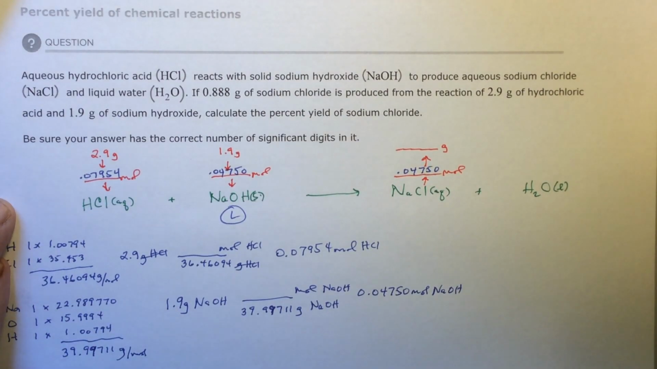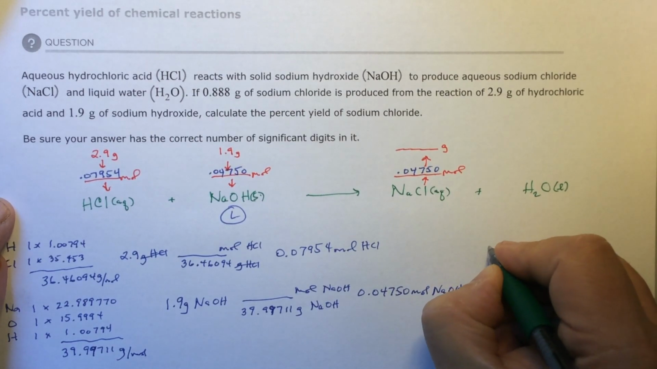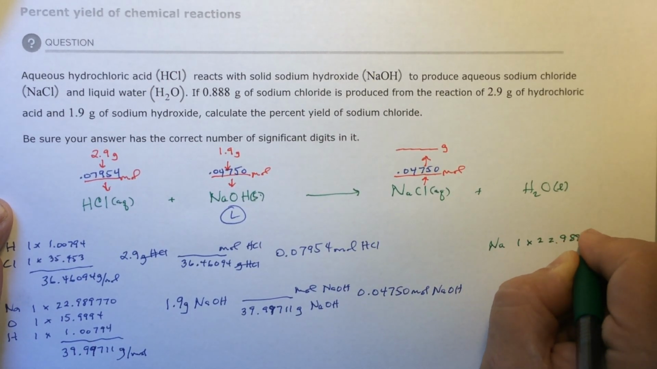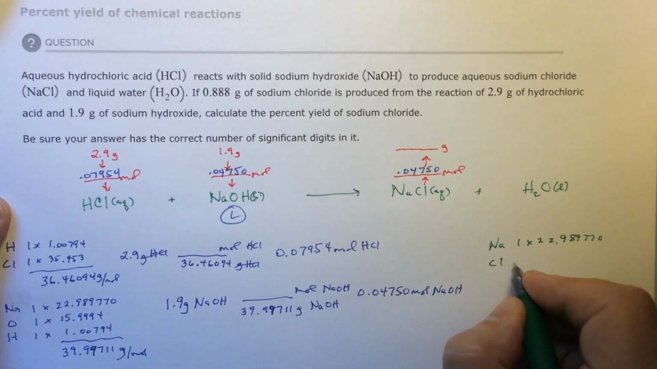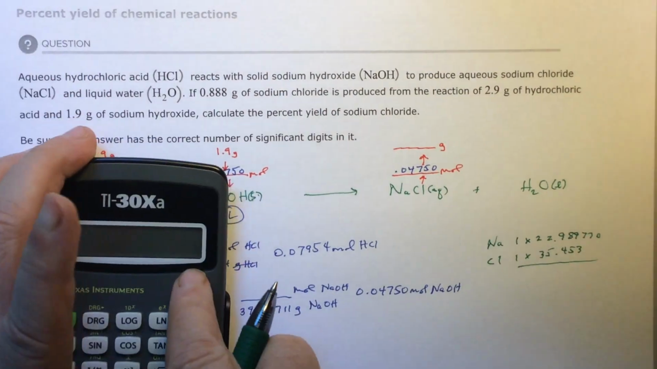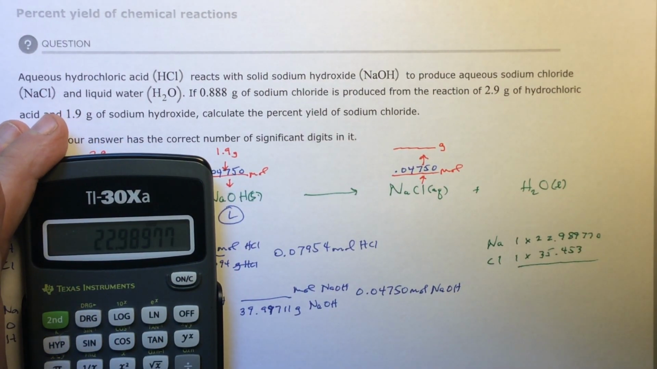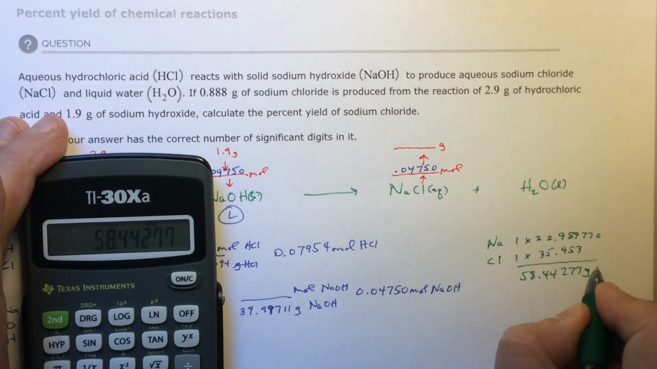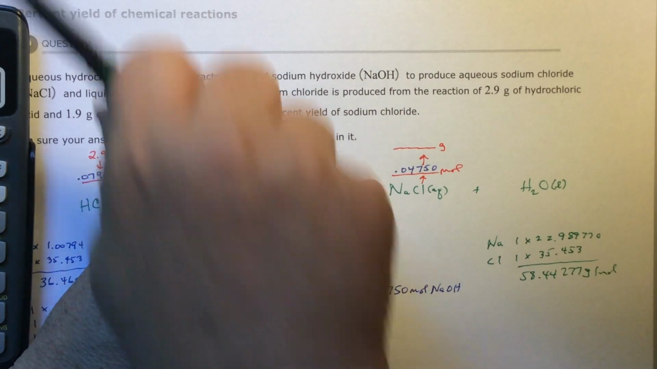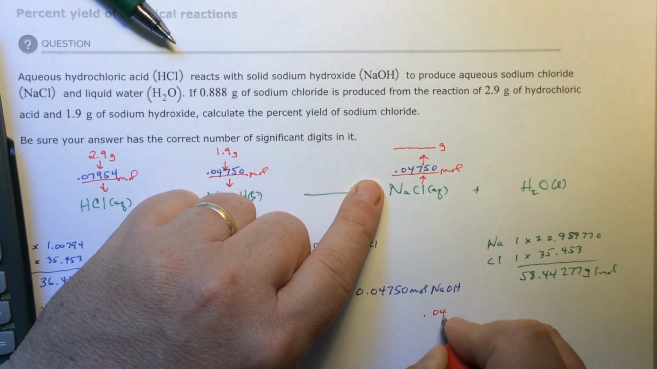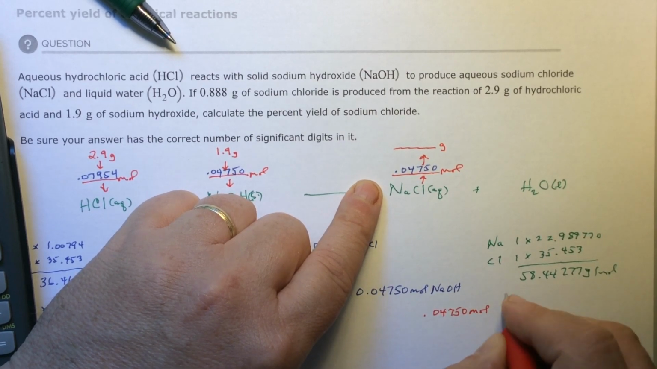Now I need to know how many grams that is. So I come over here. Sodium is 1 times 22.989770, and chlorine is 1 times 35.453. Okay, can I add those together? That's 58.44277 grams per mole. Okay, so I start here. It's going to be 0.0475 moles of NaCl.